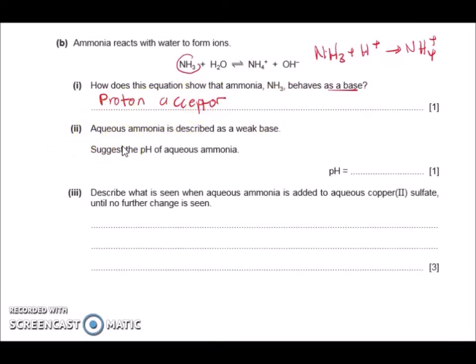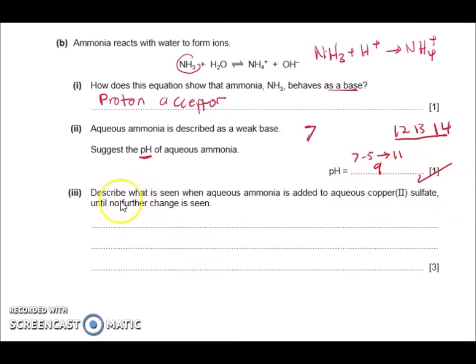Okay, aqueous ammonia is described as a weak base, suggest a pH. So pH 7 to 14, okay, this is alkaline. So 12, 13, 14 is a strong base. So your answer should be in between 7.5 to 11. So let's say we just put there around 9, pH of 9. Okay, then you get this 1 mark here.